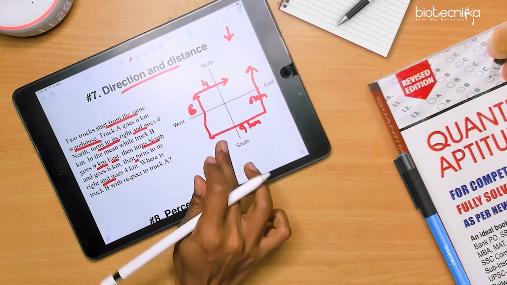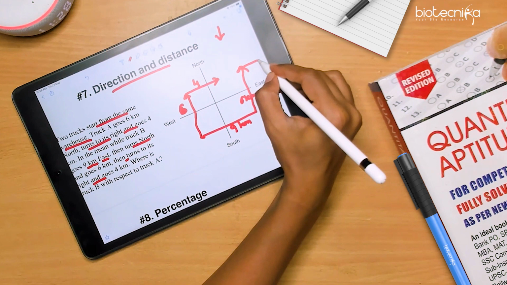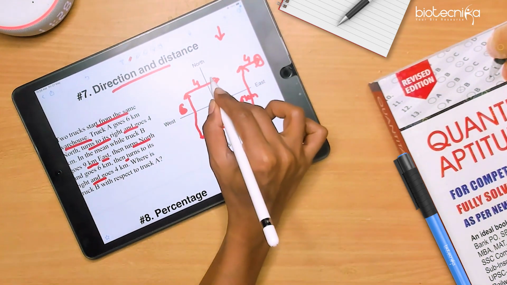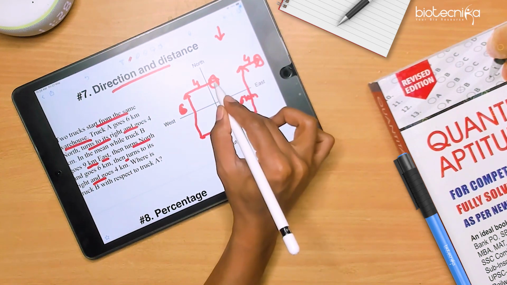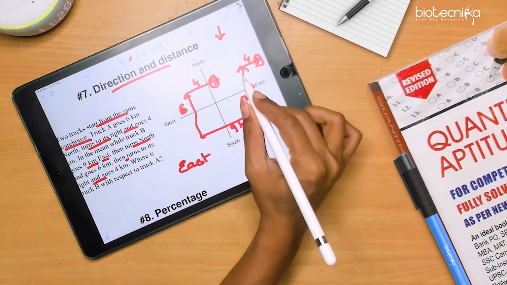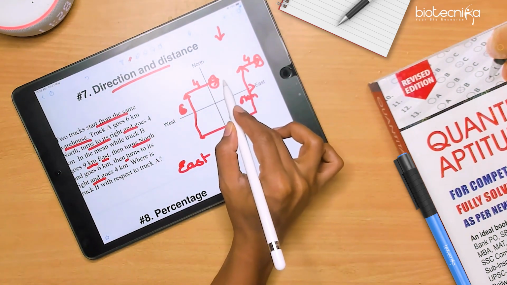And then it turns to the right and goes 4 kilometers. Then again it will go 4 kilometers. So this is the point B and this is the point A. So what's the direction? Clearly we can see it is towards the east, right? And what is the distance that will be there?